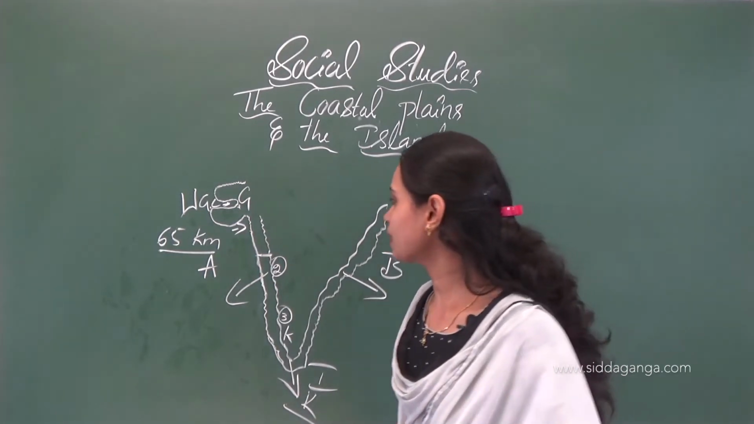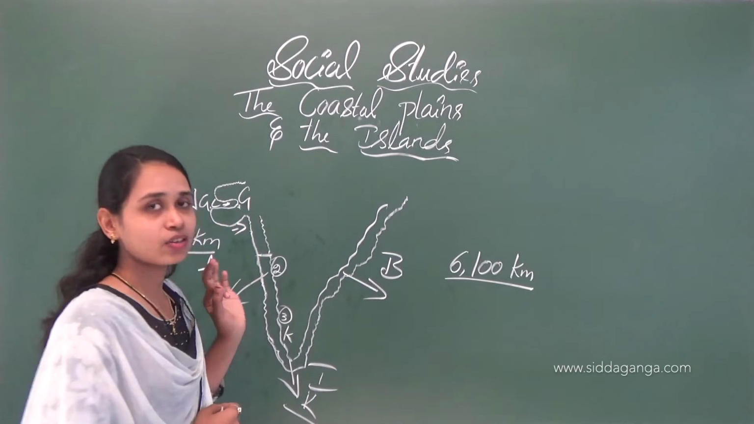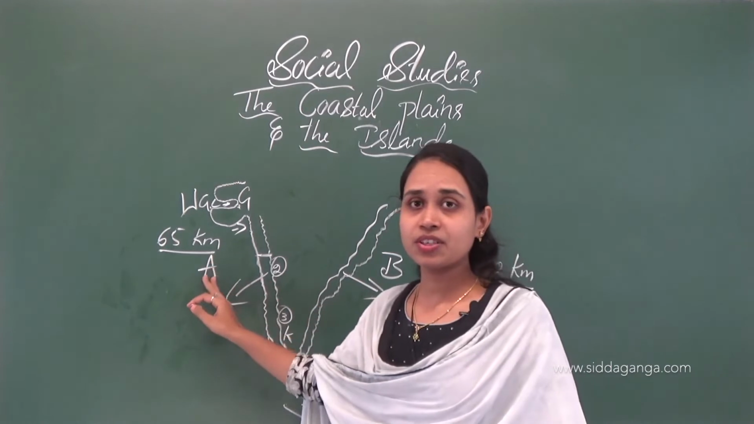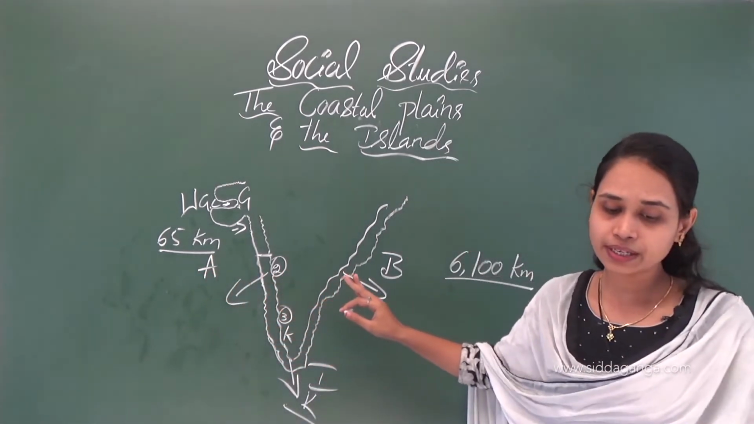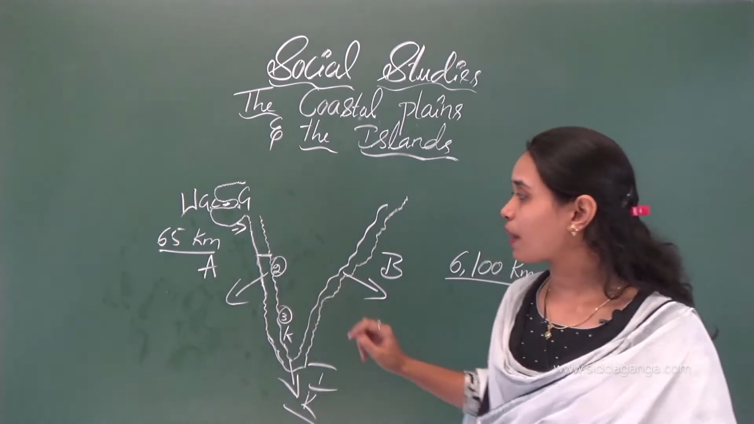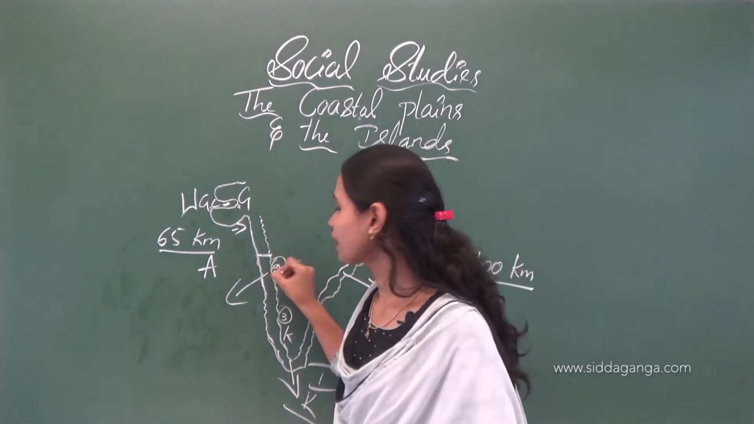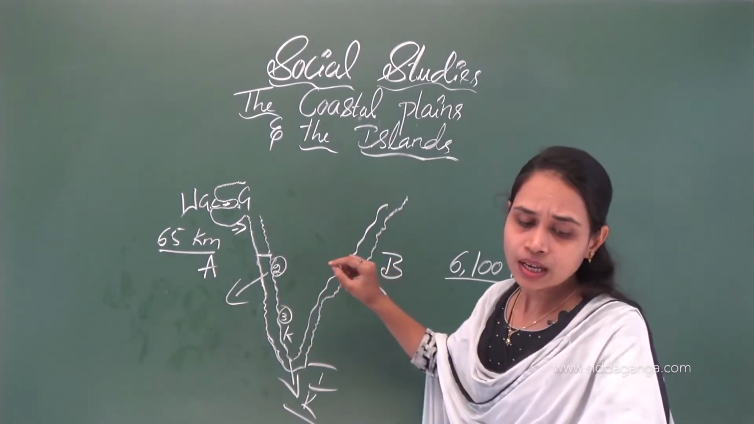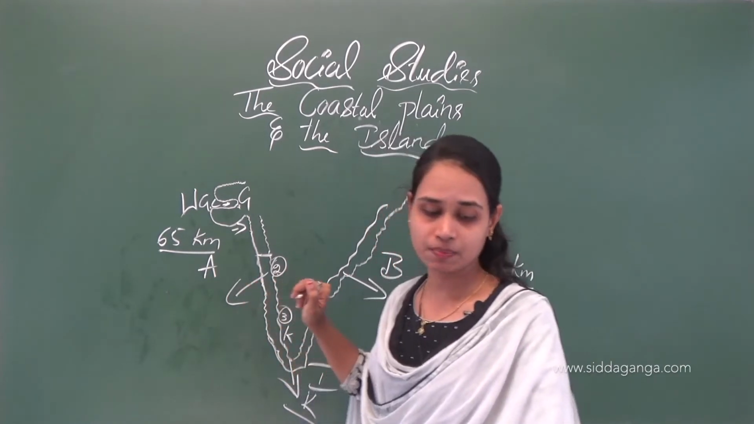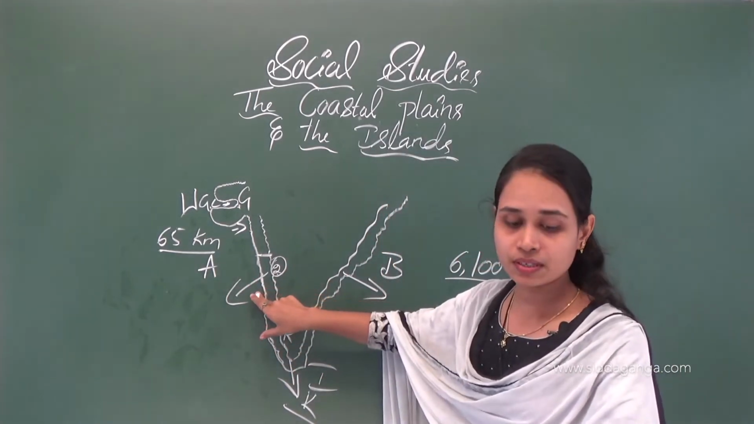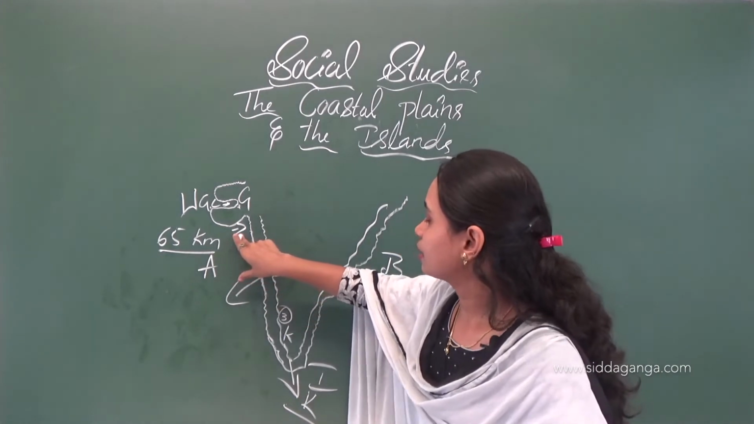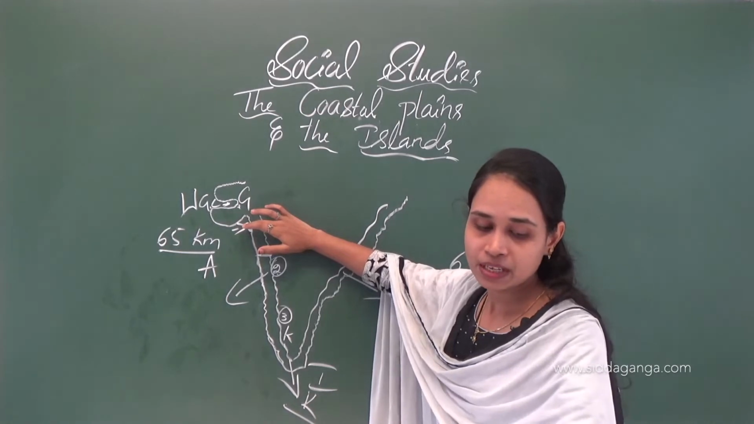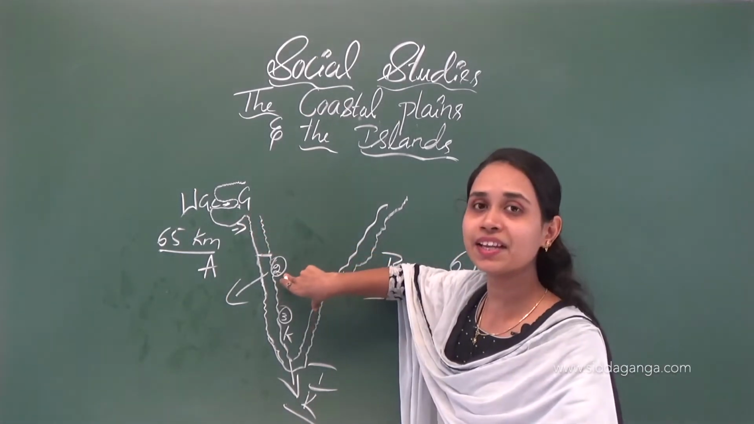So next one is Konkan coast. Here we can see the Konkan coast in the western coastal plain. It is the middle part of the western coastal plain. It starts from the Gulf of Kambak and stretches to Goa. We can see Goa here now.